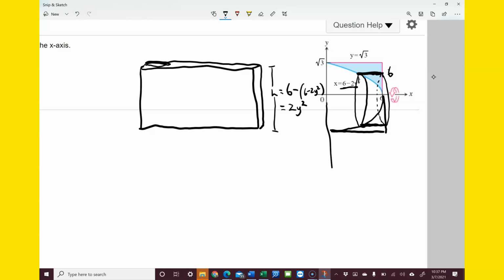All right, the length is the circumference of that cylinder. And the circumference of that cylinder, okay, there's r, is 2 pi r. And what is r? R is this distance right here, which is just the y coordinate of that curve. So in other words, it's 2 pi y.